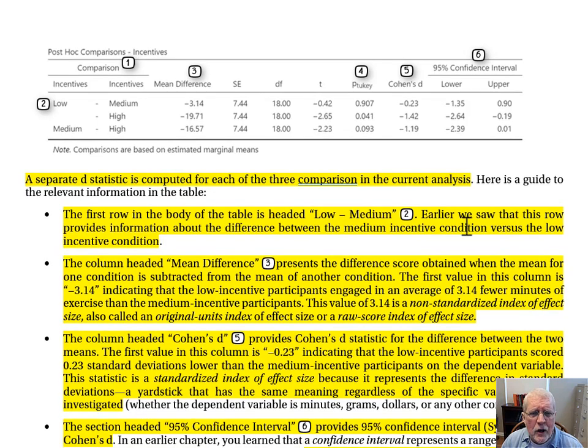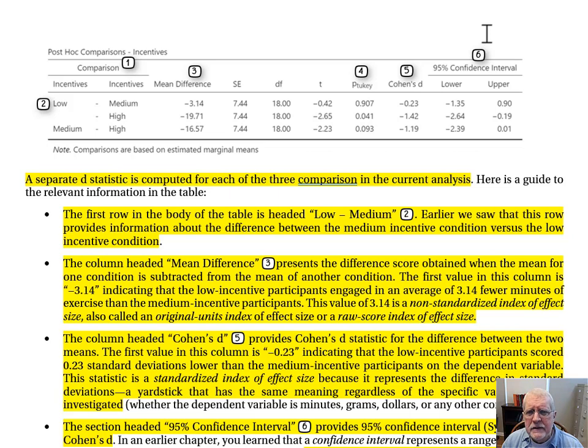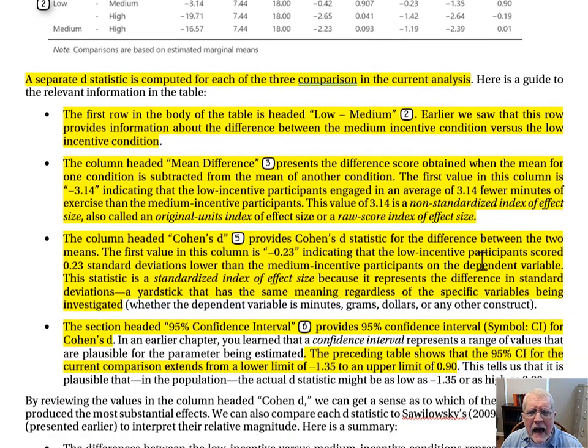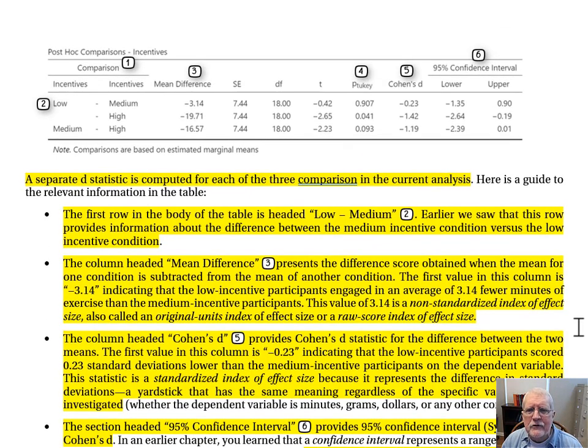Jamovi not only gives us Cohen's d statistic, it even gives us the confidence interval for it. The section headed 95% confidence interval below my call out number 6. There it is, 95% confidence interval. It provides the 95% confidence interval for Cohen's d statistic. The preceding table shows that the 95% confidence interval for the current comparison extends from a lower limit of negative 1.35 to an upper limit of 0.90. Is that true?